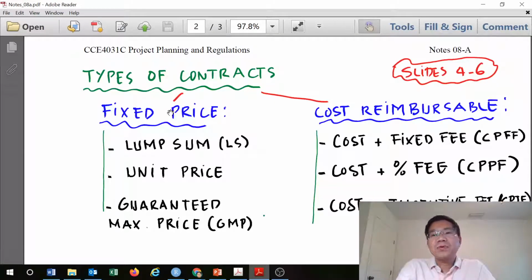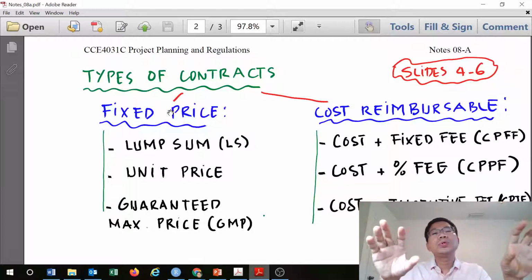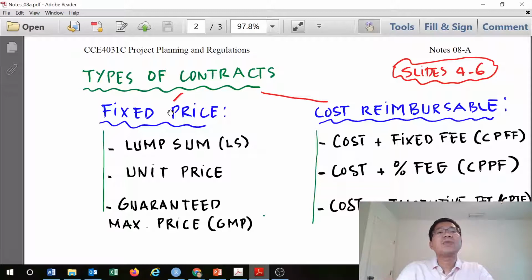With cost reimbursable, as its name implies, whatever the cost spent, the owner or the client will reimburse all the costs. And in those 2 umbrellas, each of them has 3 types of contract. In terms of fixed price, we have lump sum. Whatever the scenario, if the owner doesn't change anything to the project, the contractor receives a lump sum amount, regardless of whether he or she gets profit or loss on the project.